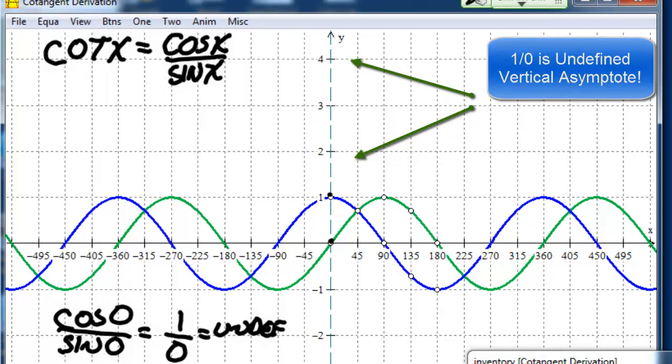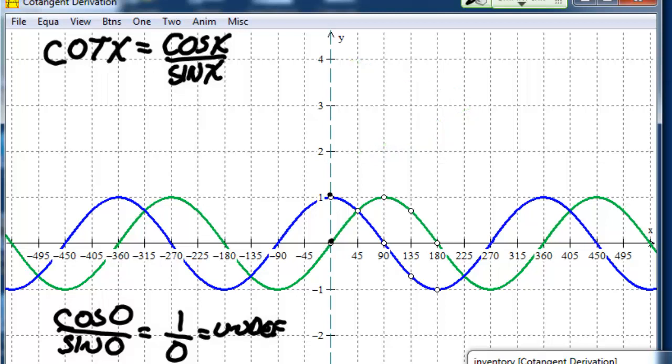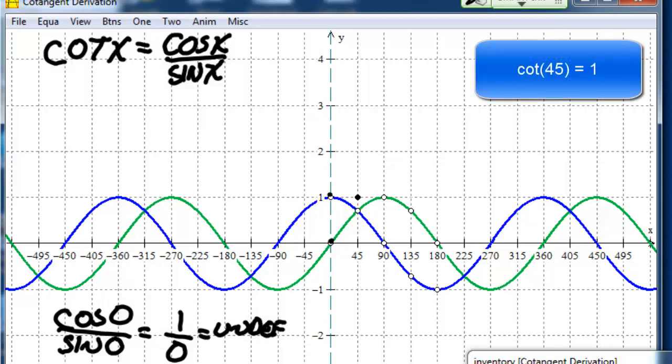Now if we move over to 45 degrees, we can see that the cosine of x and the sine of x are equal to each other because they cross at 45 degrees at that value of 1 over the square root of 2, which tells us that I need a point at 45, 1. So there's a point there at 45, 1.